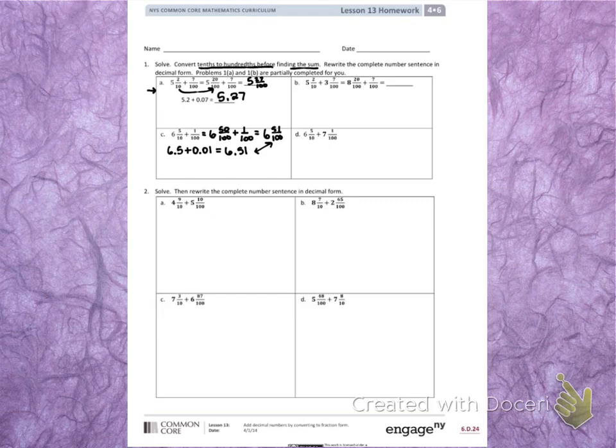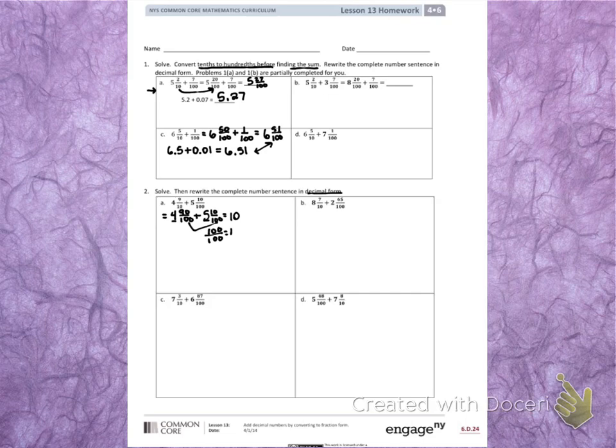Problem number 2. Solve. Then rewrite the complete number sentence in decimal form. So very similar to what we were just doing. So I'm going to go ahead and convert this into 4 and 90 hundredths. Added with 5 and 10 hundredths. So we can add our ones. 4 and 5 makes 9. And 90 hundredths plus 10 hundredths, that's going to make 100 hundredths, which is going to make another 1. So 4 plus 5 plus 1 equals 10. Again, those two fractions made 100 hundredths, which makes 1.